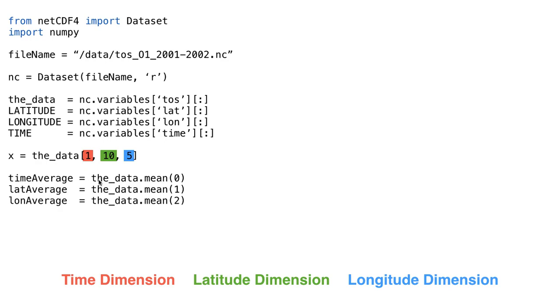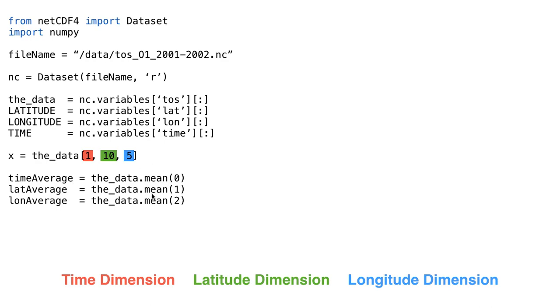In this case, since I have all 24 months still in the data set, that would take the average across all 24 months and give me back a two-dimensional array. Remember, the mean function reduces the dimensionality by 1. Since I started with a three-dimensional array, applying the dot mean will give me back a two-dimensional array. So time average, this variable on the left-hand side, will in fact have a two-dimensional array stored in it.